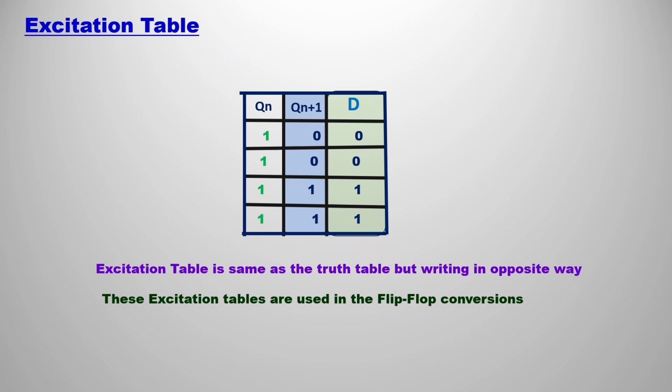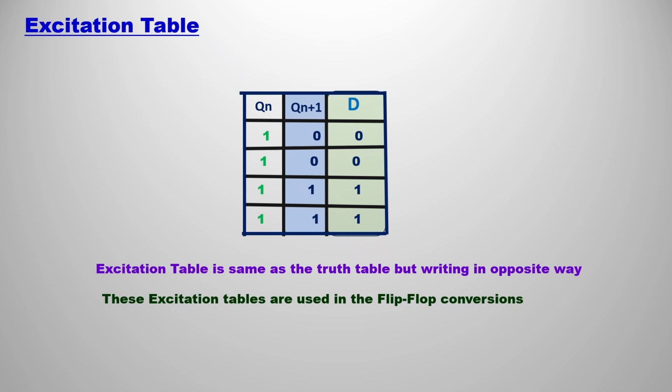So the excitation table is exactly the same as the truth table, but you are going to represent it in the reverse format. First you represent the outputs, then you represent the inputs. So why did this come into the picture? Because these tables are very useful in flip-flop conversions.